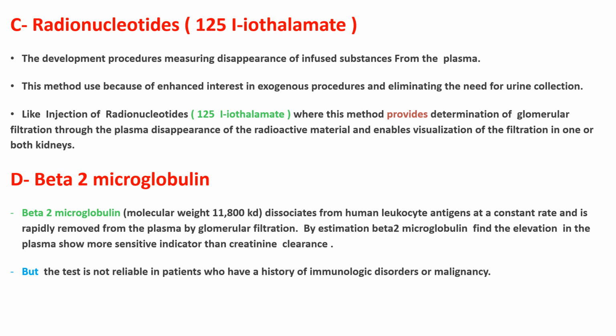Beta-2 microglobulin. Beta-2 microglobulin, molecular weight 11,800 daltons, is dissociated from the human leukocyte antigen at a constant rate. It is rapidly removed from the plasma by glomerular filtration. By estimation, elevation of beta-2 microglobulin in the plasma is a more sensitive indicator than creatinine clearance. But the test is not reliable in patients who have a history of immunologic disorder or malignancy.